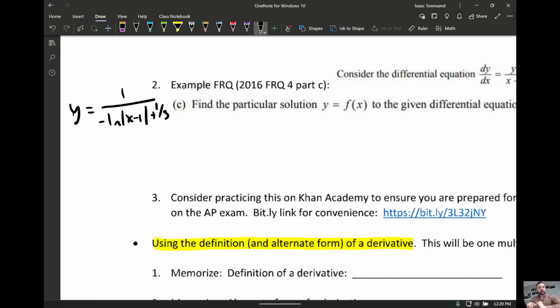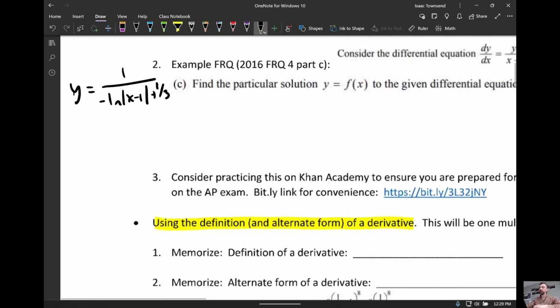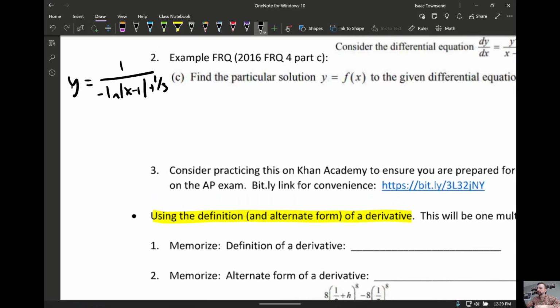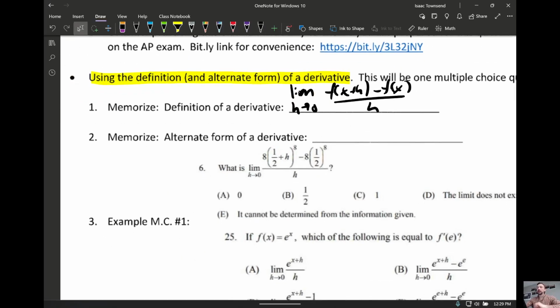Okay, second skill we're going to review is the definition of a derivative. So where a derivative comes from. And for this, you have to have 2 things memorized. You have to have the standard formal definition of a derivative, the limit as h approaches 0 of f of x plus h minus f of x all over h, and the alternate form. They put both of these on there.